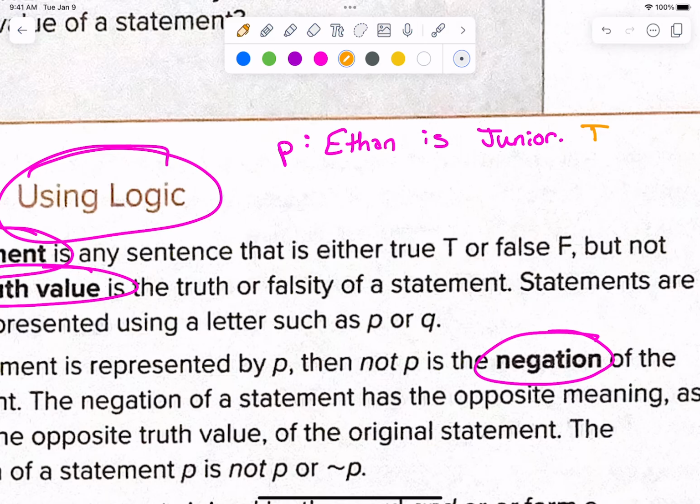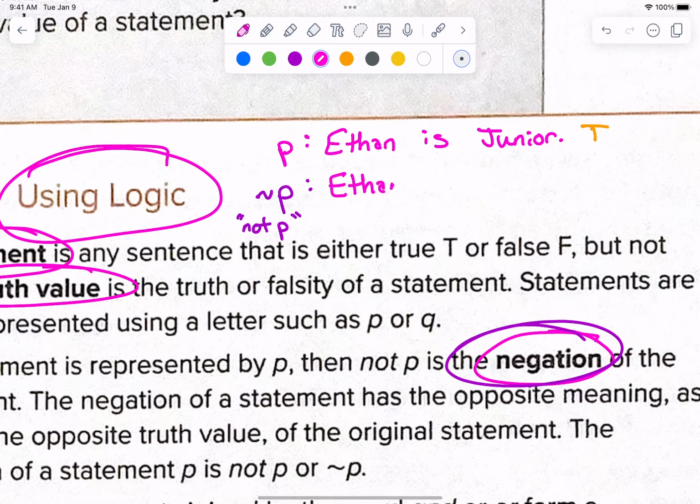When they do a negation, that means make it negative, okay? Which looks like this. This is the symbol that we'll use. We call that not P. When you're negating it, you put a little squiggle in front of it. It kind of looks like a negative symbol, but it's a squiggle. And we call that not P, okay? If Ethan is a junior is my statement P, what would not P look like?